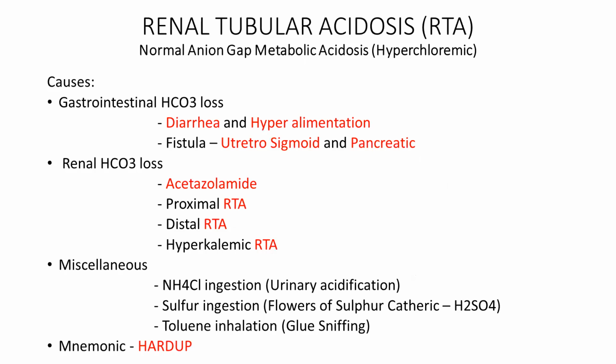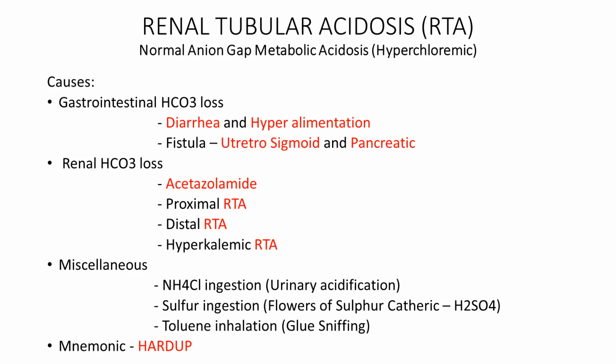Now, what are the causes of normal anion gap metabolic acidosis, which is hyperchloremic? There could be causes in the GI tract like diarrhea, hyperalimentation, ureterosigmoid fistula, or pancreatic fistula. Then there could be renal losses, because of drugs like acetazolamide, and proximal, distal, and hyperkalemic renal tubular acidosis. Any type of acidosis will lead to renal loss of bicarbonate.